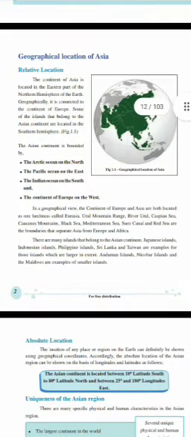And Europe and Asia are called Eurasia. Why are they called Eurasia? Because they are located on the same land mass. That's why they are called Eurasia.